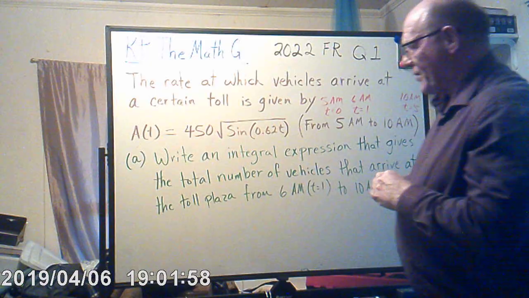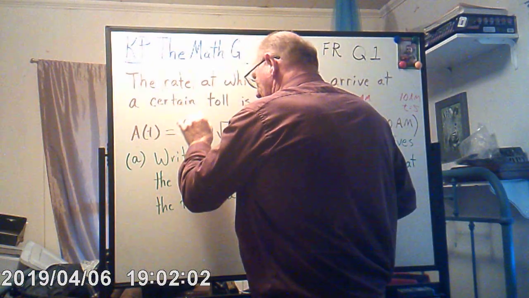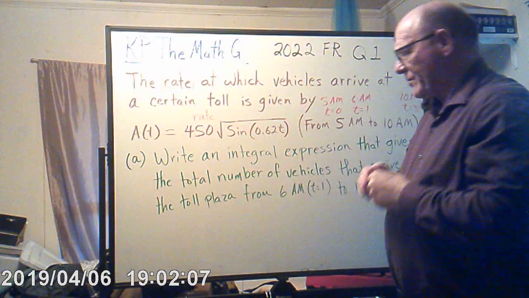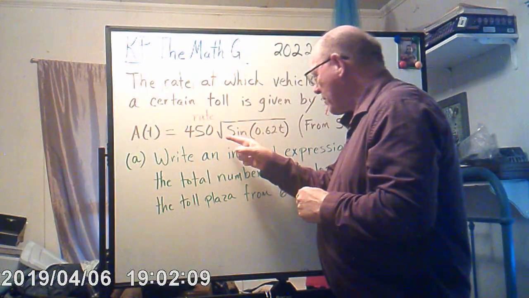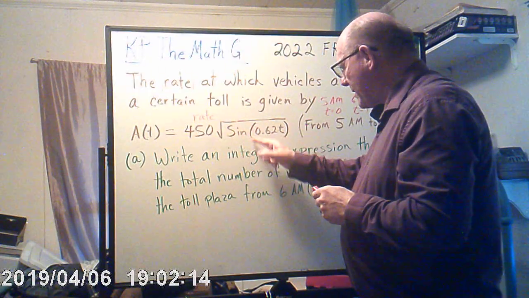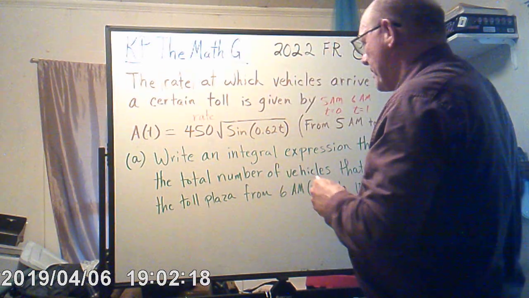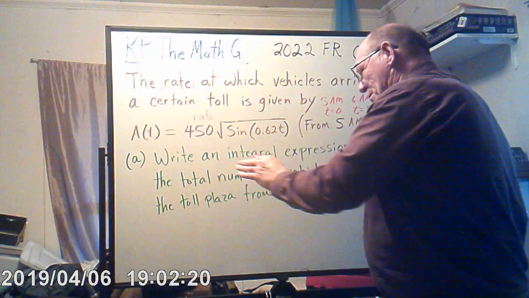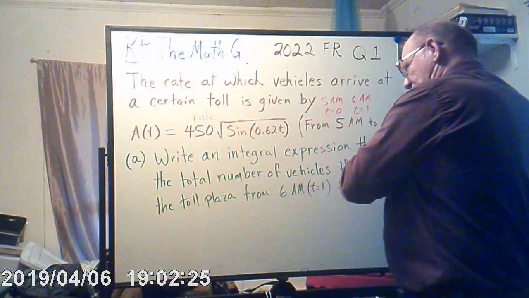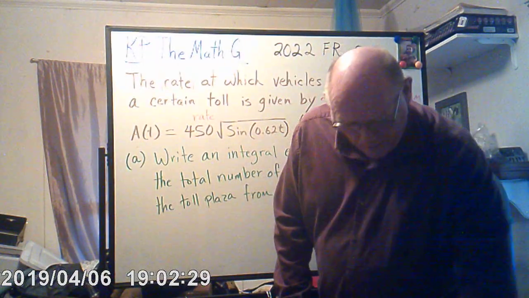Now, look at this. First of all, it says the rate. This is the rate right here: A of t is equal to 450 times the square root of sine of 0.62t. So what we want to do is write an integral expression that gives the total number. Here again, this is it right here, total number.